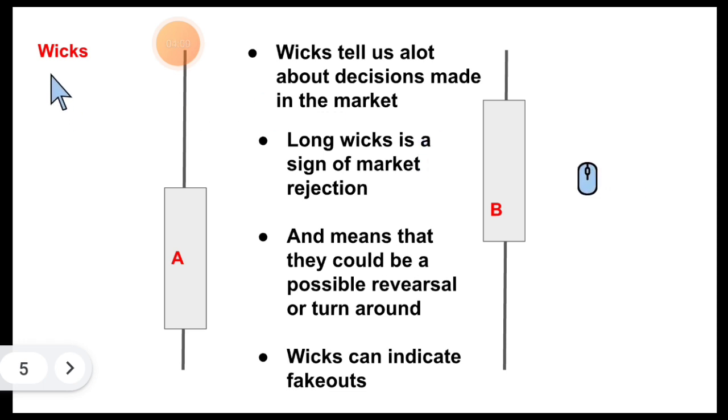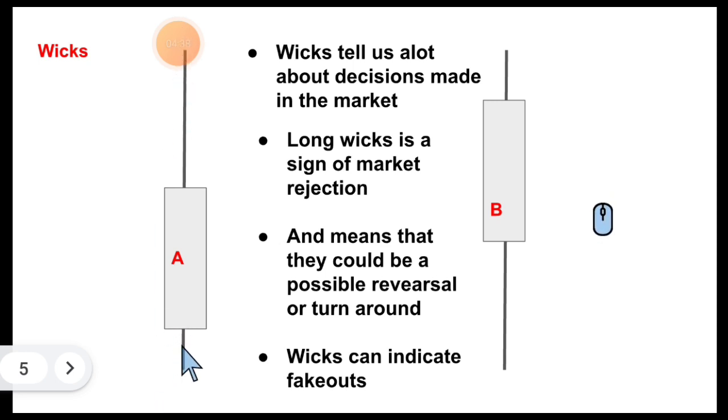One of the things you want to notice about the candlestick, apart from the body, is the wick. Wicks tell us a lot about the decisions being made in the market. Long wicks are a sign of market rejection. When you see price coming and it had a long wick here, there's a rejection. Price pushed back to this zone. It opened here and closed here. This was a market rejection.